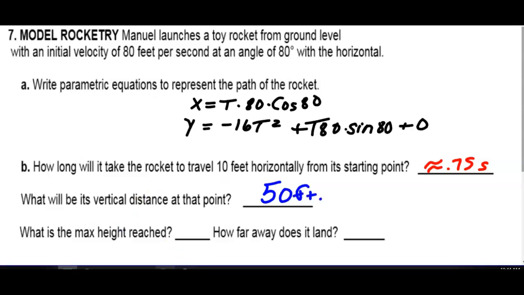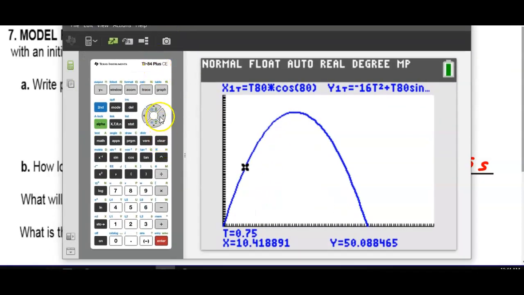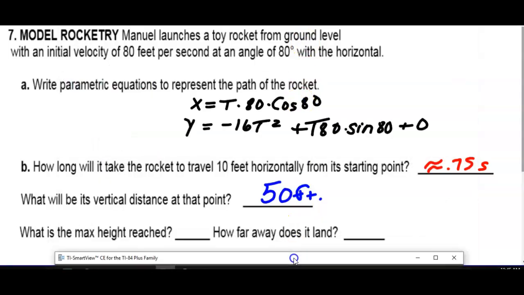What is the maximum height reached? So if I keep tracing until I get around this maximum up here, I'm looking for the maximum Y value, 96.9, almost 97 feet. So I would say about 97 feet is the maximum.